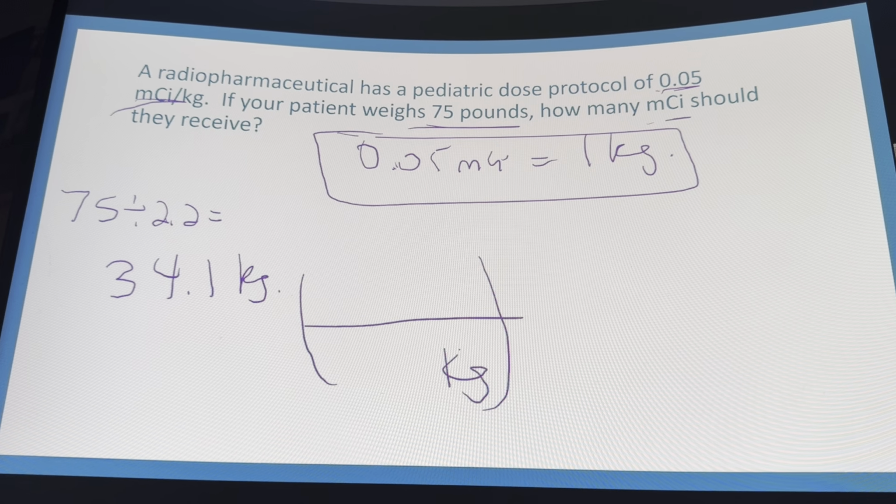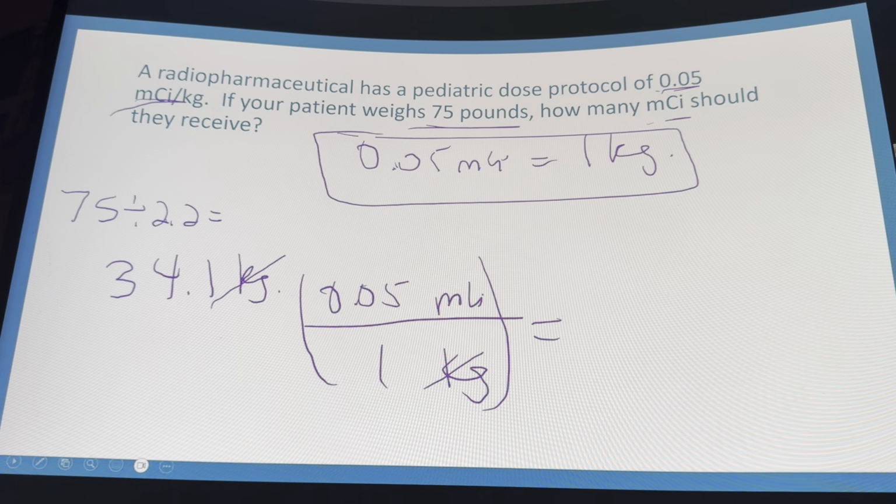Whatever's on top goes on bottom. Millicuries on top. 0.05 millicuries, 1 kilogram. Kilogram cancels. 34.1 times 0.05. My dose is 1.7 millicuries.